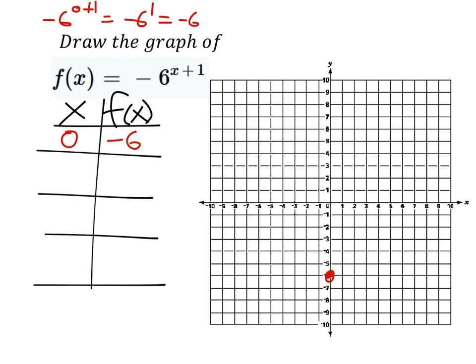All right, so we got this x plus 1. So let's make x negative 1 and see what happens. Should turn out pretty nice, by the way. So that's the opposite of 6 to the power of negative 1 plus 1, which is the opposite of 6 to the power of 0. 6 to the power of 0 is 1, and we're going to take the opposite of that, which is negative 1. Negative 1, negative 1.